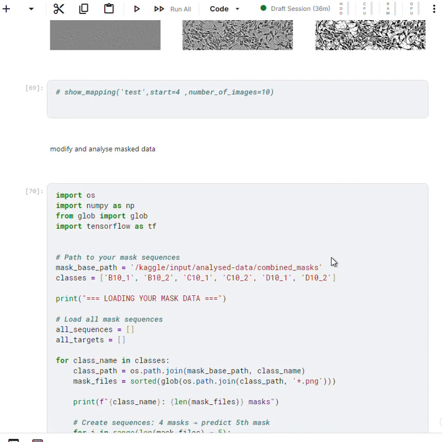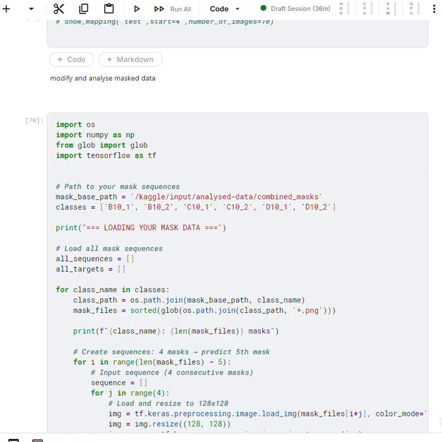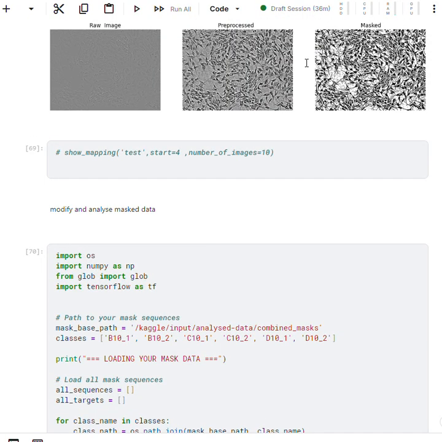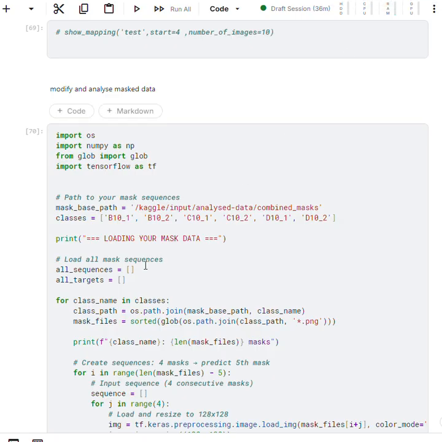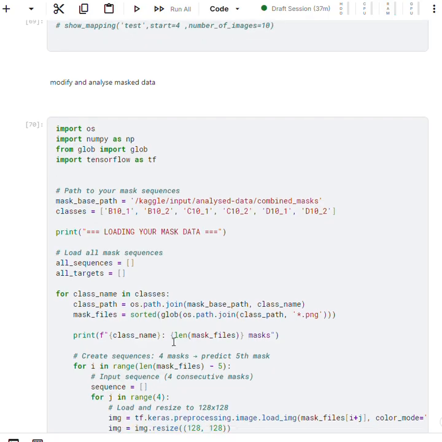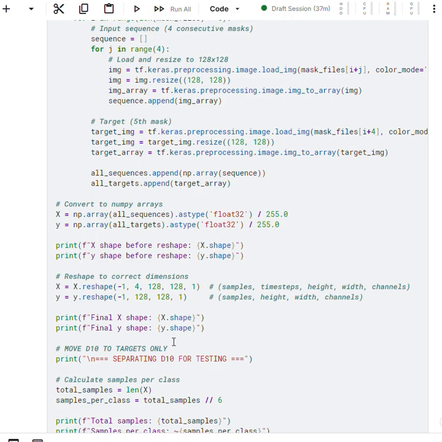Now comes the analyzed data which I have computed or pre-processed here. What you see here, B10, C10 and D10, these are the locations given for an image, of course depicting the cell growth. I have separated B10 and C10 as training data and D10 as testing data.